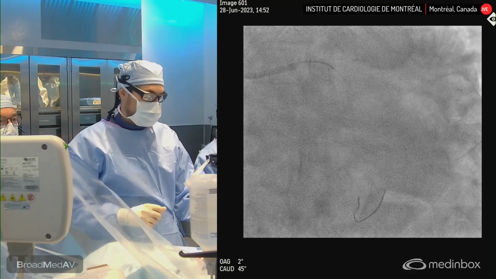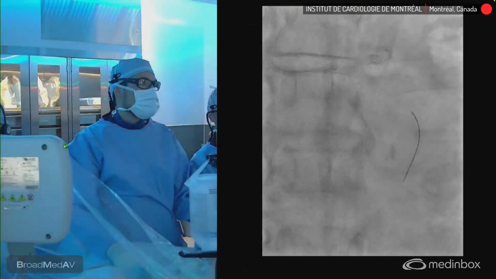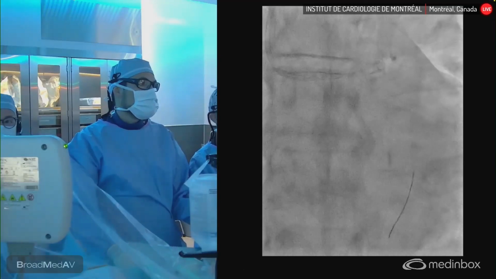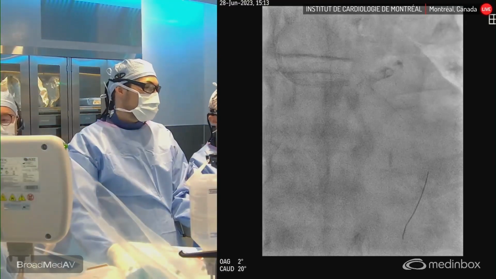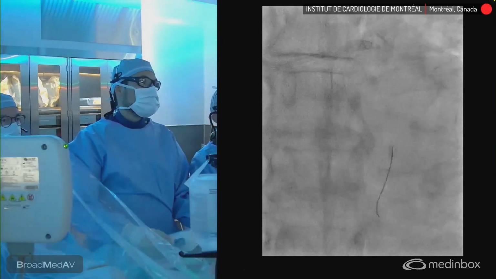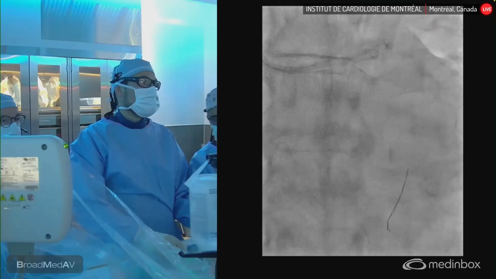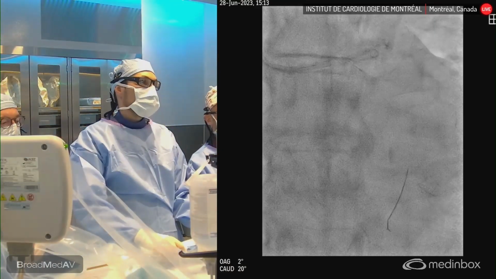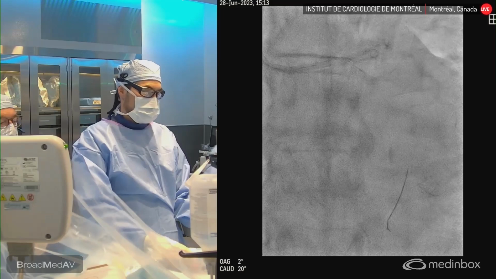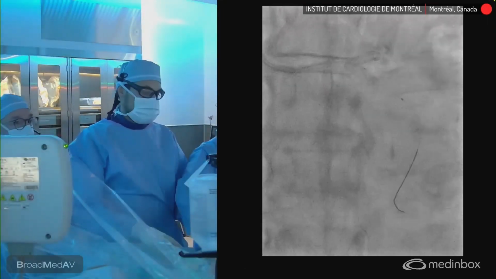Okay, we were able to wire the circumflex using the Supercross, which is an angled microcatheter, 90 degrees. It basically allowed us to push the wire towards the circumflex away from the marginal. And I think use of such microcatheters can make the wiring of difficult lesions like this ostial circumflex or this mid-circumflex much easier and approachable. This was very elegant, Robert.